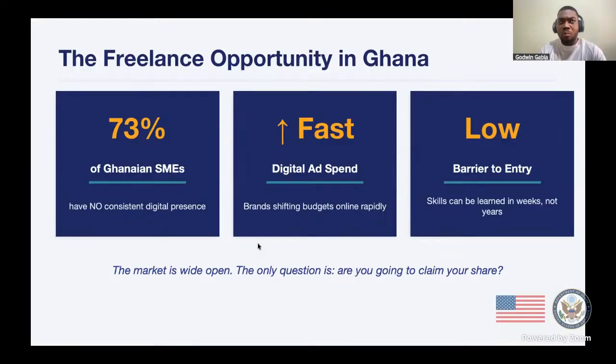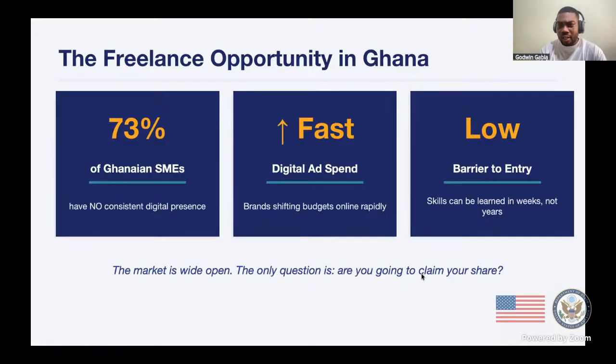If you move now, you'll be part of the first movement because everyone is creating content, but there are very few people who are meaningfully creating content for businesses to grow and make money, right? So that is also part of the opportunity that is in the space for you.